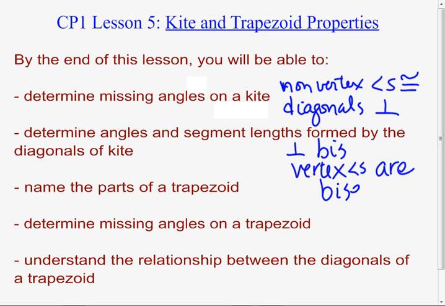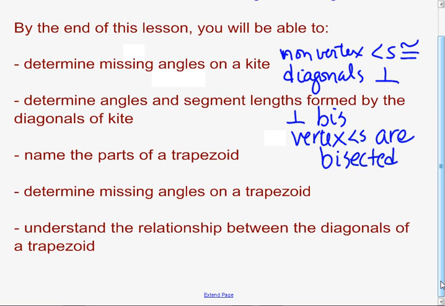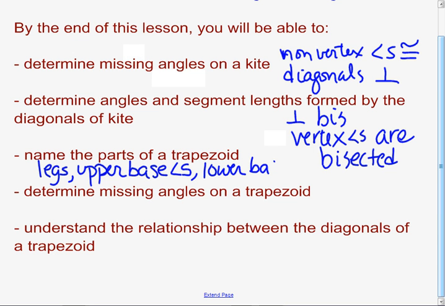But like I said, if you draw a nice picture and you draw it pretty accurately, you will be able to see that. On the parts of the trapezoid, we have the legs, and we have upper base angles. I know that sounds crazy, doesn't it? And we have the lower base angles. Think of the legs of an isosceles trapezoid like isosceles triangles, lower base angles.